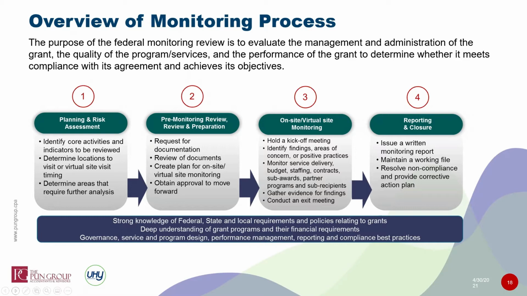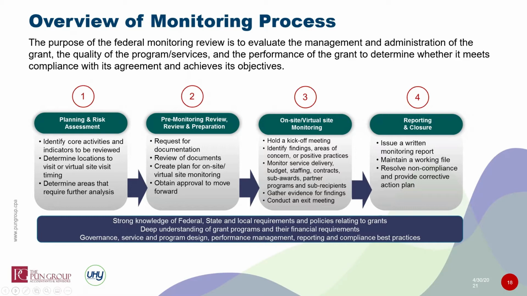So really, essentially, we break the monitoring process down into 4 areas: planning and risk assessment, pre-monitoring review, review and preparation, and then on-site or virtual site monitoring, which could include desk reviews, as well as reporting and closure. And really, if you go through each of these areas, planning and risk assessment is essentially, we would go through and identify the core programs and grants and activities and indicators to be reviewed.